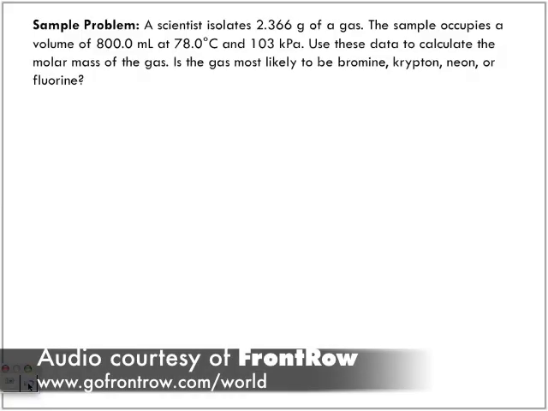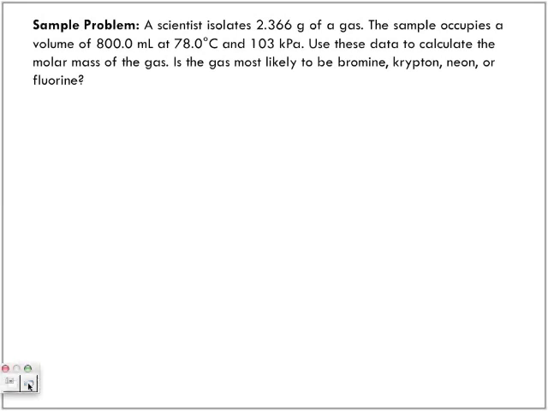Next sample problem. A scientist isolates 2.366 grams of a gas. The sample occupies a volume of 800.0 milliliters at 78 degrees Celsius and 103 kilopascals. Use these data to calculate the molar mass of the gas. Is the gas most likely to be bromine, krypton, neon, or fluorine?